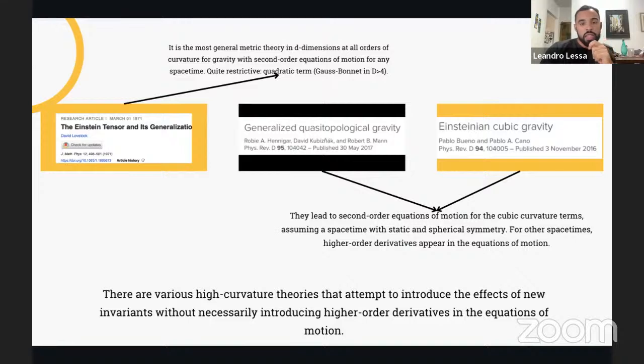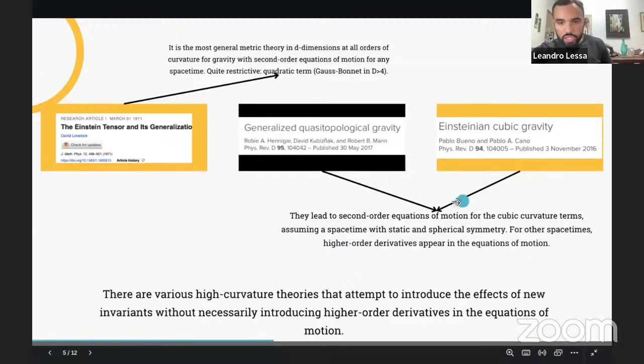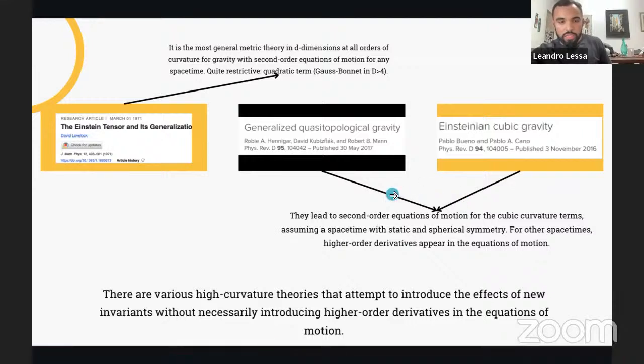But this kind of modified gravity is quite restrictive, because if you assume just the quadratic term, called the Gauss-Bonnet term, it's necessary to work in a dimension bigger than 4. For example, in 4 dimensions, we know the Gauss-Bonnet term is just topological, so it doesn't contribute to the equations of motion. But these two papers that I put here are famous as well, and try to avoid this restriction.